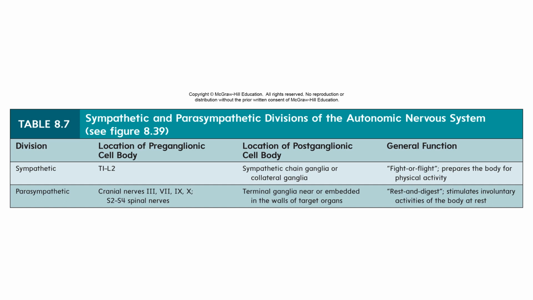On the other hand, you have your parasympathetic, which includes the cranial nerves 3, 7, 9, 10, S2 to S4 spinal nerves, and the location of the postganglionic cell body is found in the terminal ganglia, near or embedded in the walls of the target organs, and its general function is for the rest and digest. It stimulates involuntary activities of the body at rest. Okay?